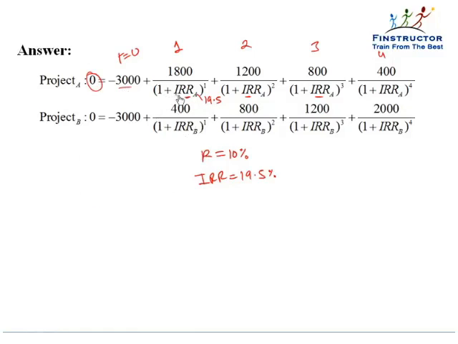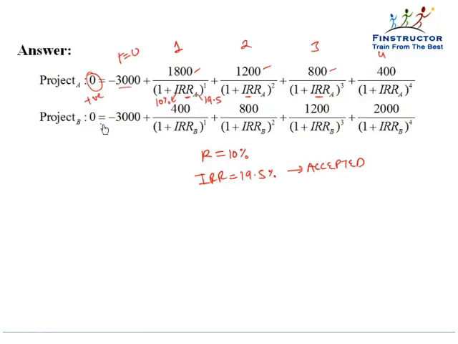Had I discounted by 10%, which is my actual cost of capital, what would have happened to the NPV? It would have been positive, as all these cash flows would have been higher because they're being discounted by a lesser number. So if IRR is greater than the cost of capital, that means the NPV would be positive, or the project should be accepted.